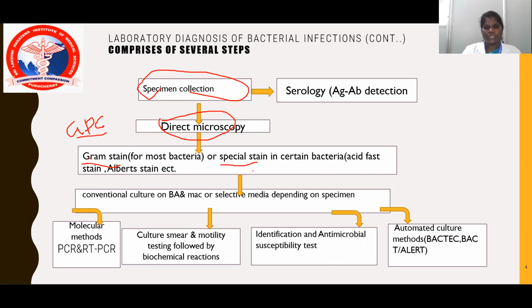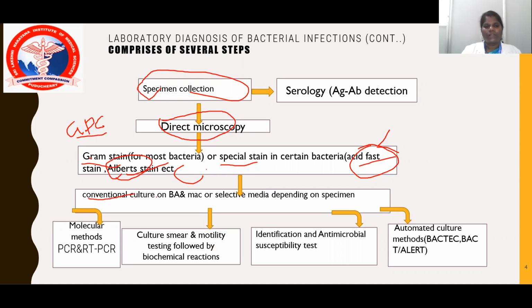The second thing is special staining. For special staining, we have acid fast staining and Albert staining. In the case of Mycobacterium tuberculosis, we do acid fast staining to distinguish acid fast bacilli from non-acid fast bacilli. In the case of Albert stain, we use it for the identification or diagnosis of Corynebacterium diphtheriae.